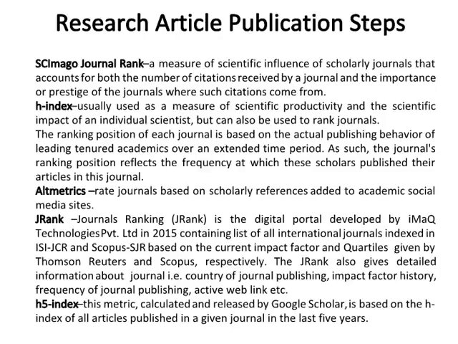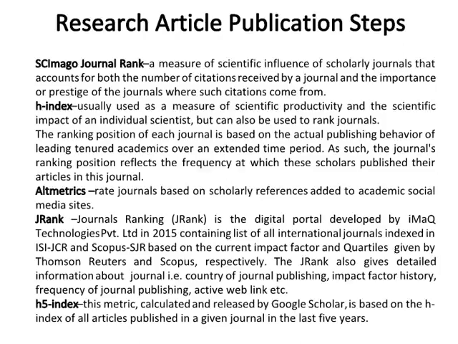The ranking position of each journal is based on the actual publishing behavior of leading tenured academics over an extended time period. As such, the journal's ranking position reflects the frequency at which these scholars published their articles in this journal. Altmetrics rate journals based on scholarly references added to academic social media sites. J-Rank journals ranking.